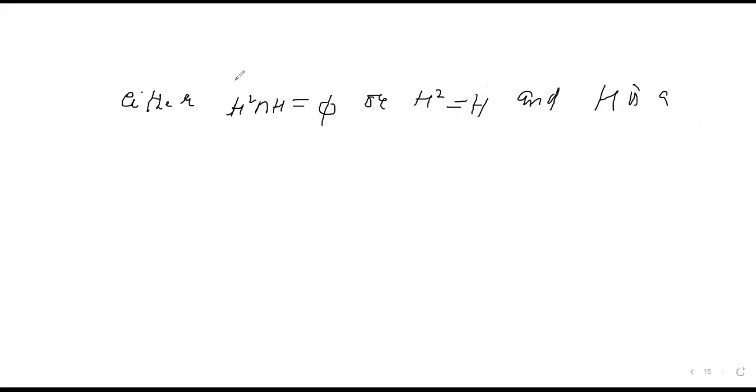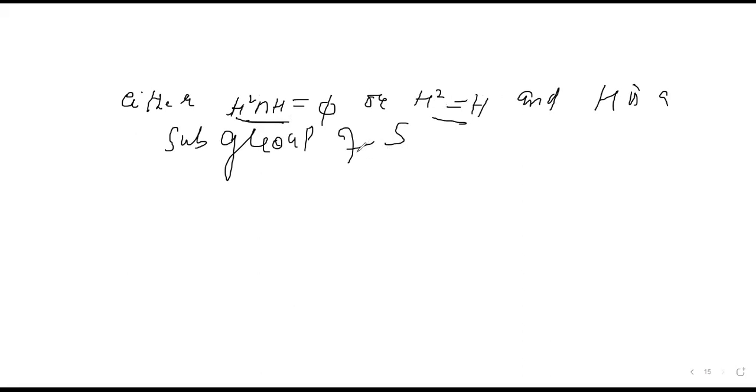then either H square intersection H is empty, or H square is equal to H and H is a subgroup of S. तो कोई भी H क्लास अगर आप लोगे, या तो H स्क्वायर इंटरसेक्शन H एम्प्टी होगा, अगर नहीं होगा तो फिर H स्क्वायर H होगा और H ग्रुप होगा.